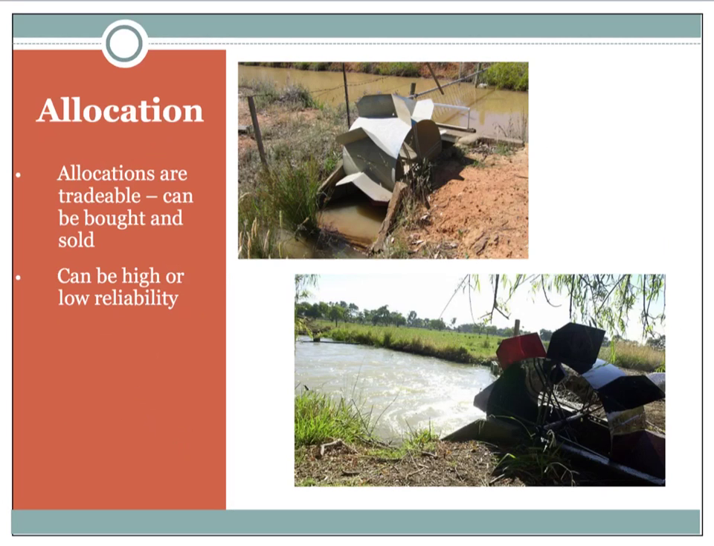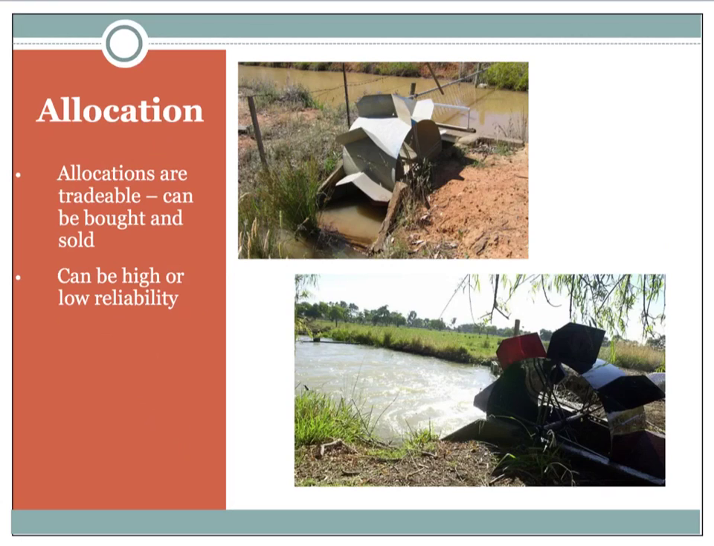Now, water from the Murray River is allocated. Those allocations are bought and sold, they are tradable. So farmers that require a great deal of water for their particular business are able to buy water allocations from farmers that don't need it. This is a very simple market model that allocates the water according to who's willing to pay the most for it. The water in this case can either be high or low reliability.